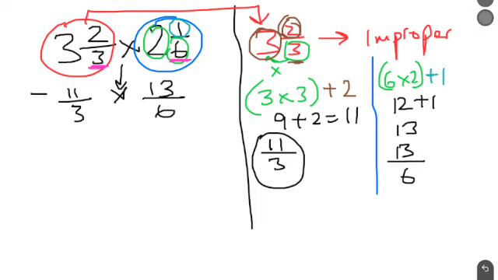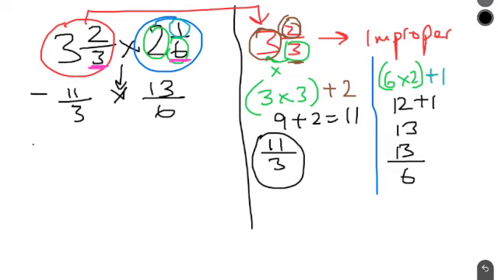And to recap, converting, you multiply the denominator by the whole number. You multiply that, and then you add the numerator. Okay, we'll do another example just to solidify this.